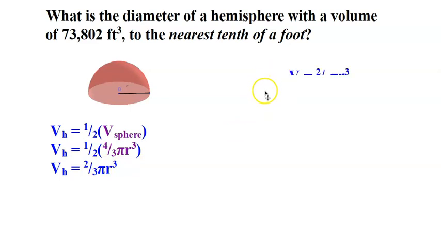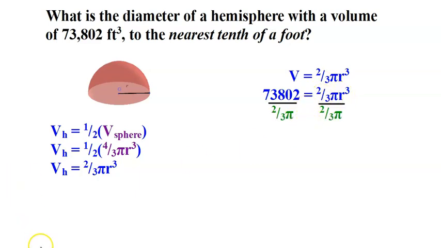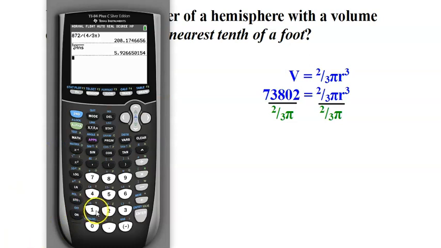So take our formula, 2/3 pi r cubed. We're going to plug in what we know. I don't know r, but I do know the volume, so I'm going to plug in the volume. And I get 73,802 equals 2/3 pi r cubed. We want to get rid of this 2/3 pi so we have our r by itself, so we're going to divide by 2/3 pi. And again, I cannot do that in my head.